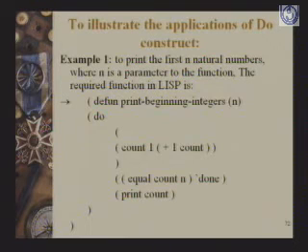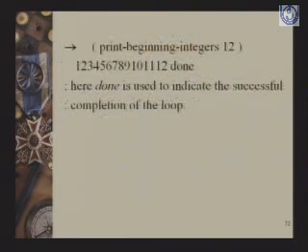Let us have a look at what the output will be. In this particular case, you can see first the integer 1 is printed, then the integer 2, then the integer 3, and you can see the integer 12 is printed, and finally done is printed. Here done is used to indicate the successful completion of the loop.